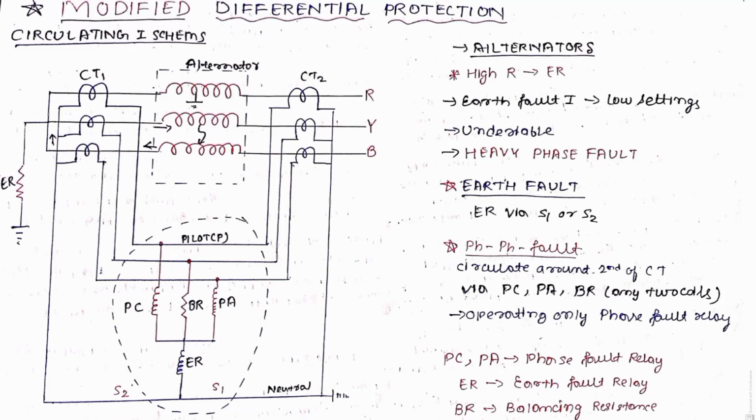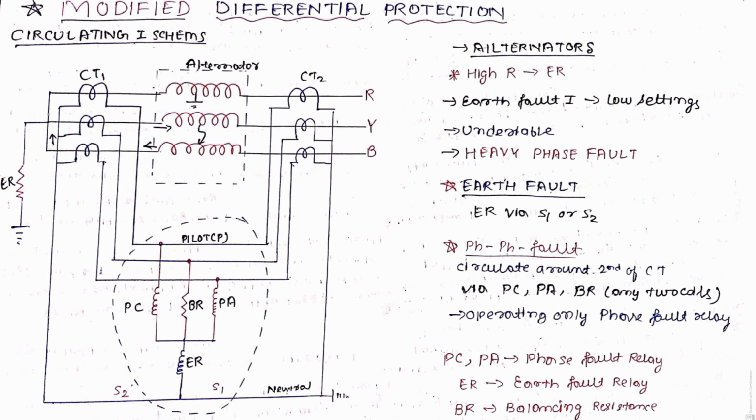Hello friends, so today we will discuss modified differential protection of alternator. In the earlier class, I discussed differential protection. The main drawback of differential protection is that it only protects 80 to 85% of the winding, and the remaining 20% of the winding near the neutral remains unprotected, but this drawback is overcome by the modified differential protection scheme.